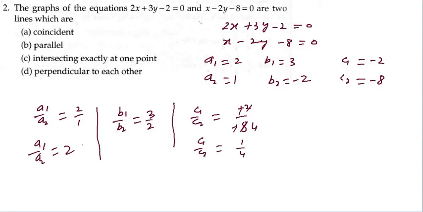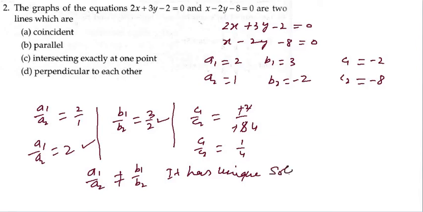As you have seen, both are not equal. So a1 upon a2 does not equal b1 upon b2. That means it has a unique solution. It means the lines are intersecting exactly at one point. ये आपका C option will be correct.